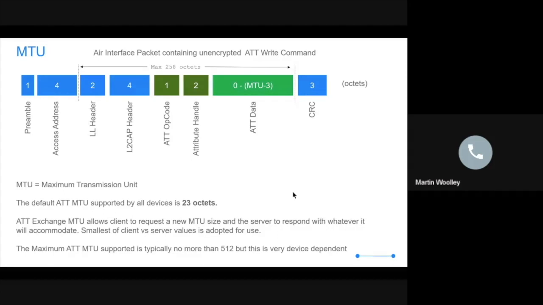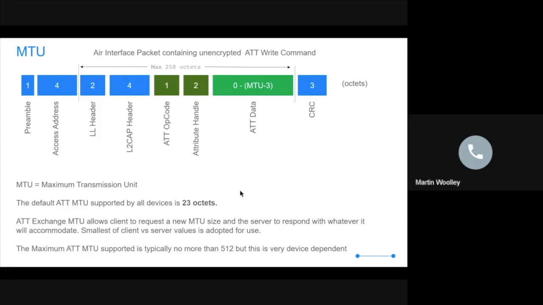The default is 23 bytes or octets. It means the same thing. But if you look at the packet breakdown at the top there, you'll see that the attribute protocol part of the PDU in green, 3 of those bytes are actually consumed by protocol data. There's an opcode and a handle value, which is an index into the attribute table on the remote device. So you're actually left with MTU minus 3, or by default, only 20 octets per operation.